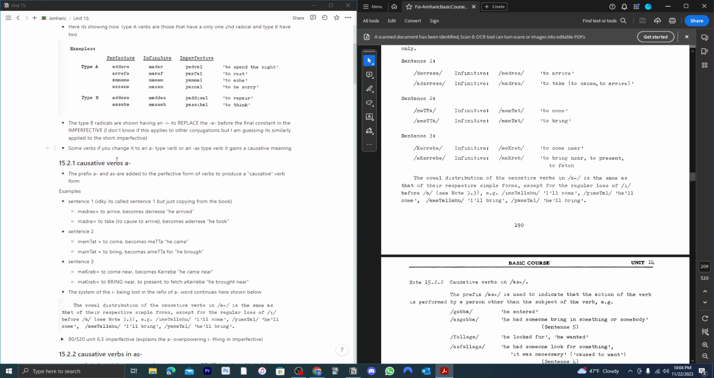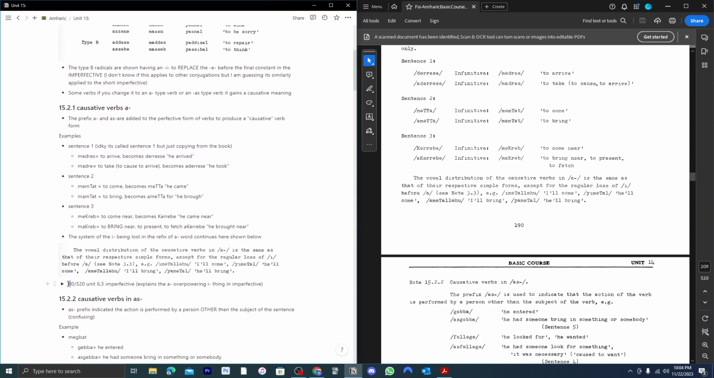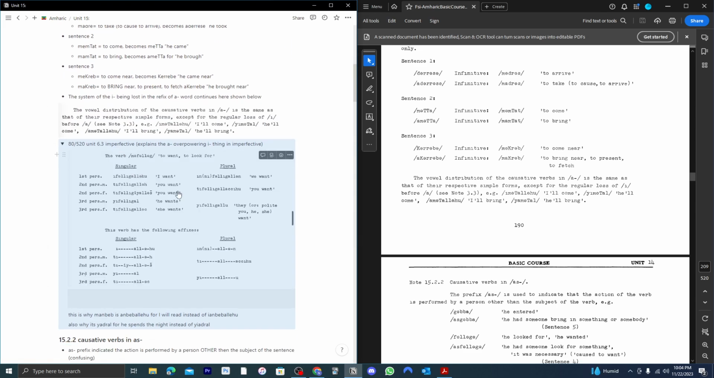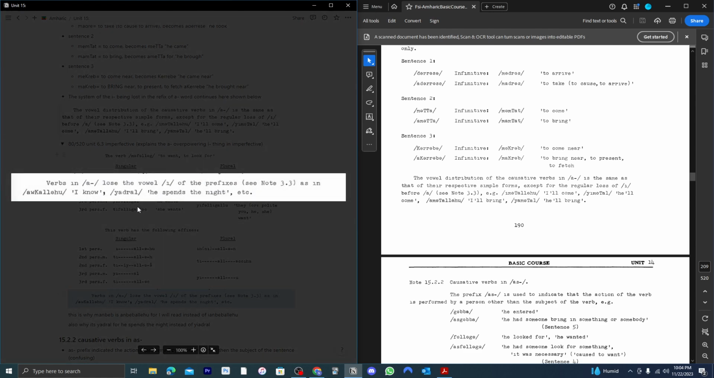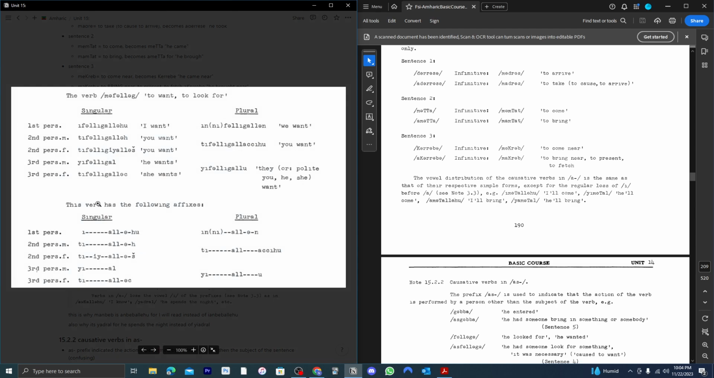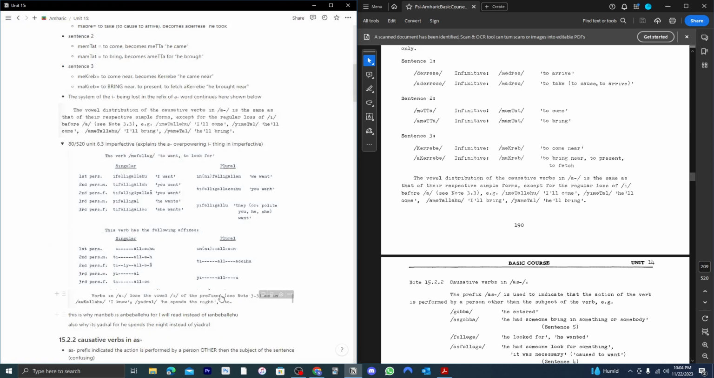And I think I tried to show that also here, even back in unit 6.3, like verbs in A lose the I of the prefixes, as in auk Allah no yada, you spent the night, because the A just replaces the I that normally this first person here would have, this I here or this I here. It just gets overpowered, and yeah.